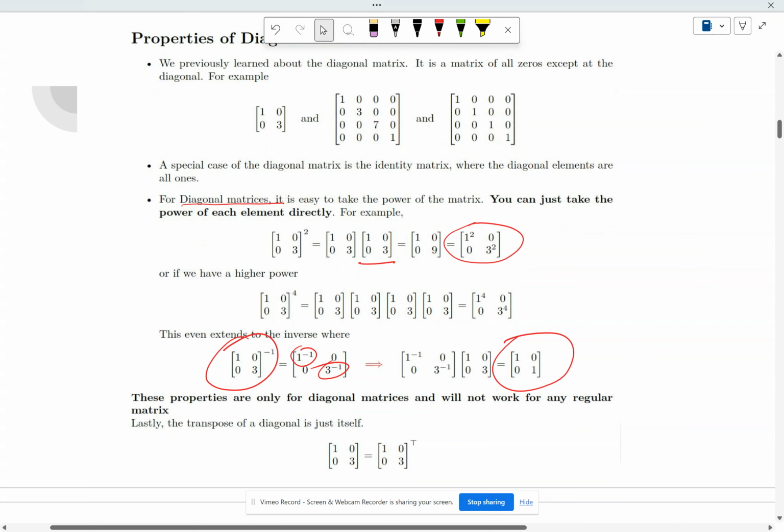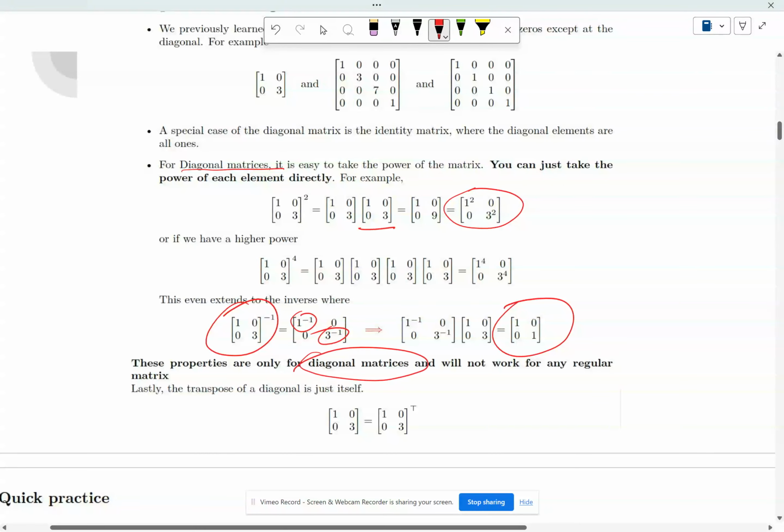Now, these properties are only for diagonal matrix, okay? Like I said, any generic matrix A is not going to work. Like inverse A, you can't just take each element and do the inverse inside.